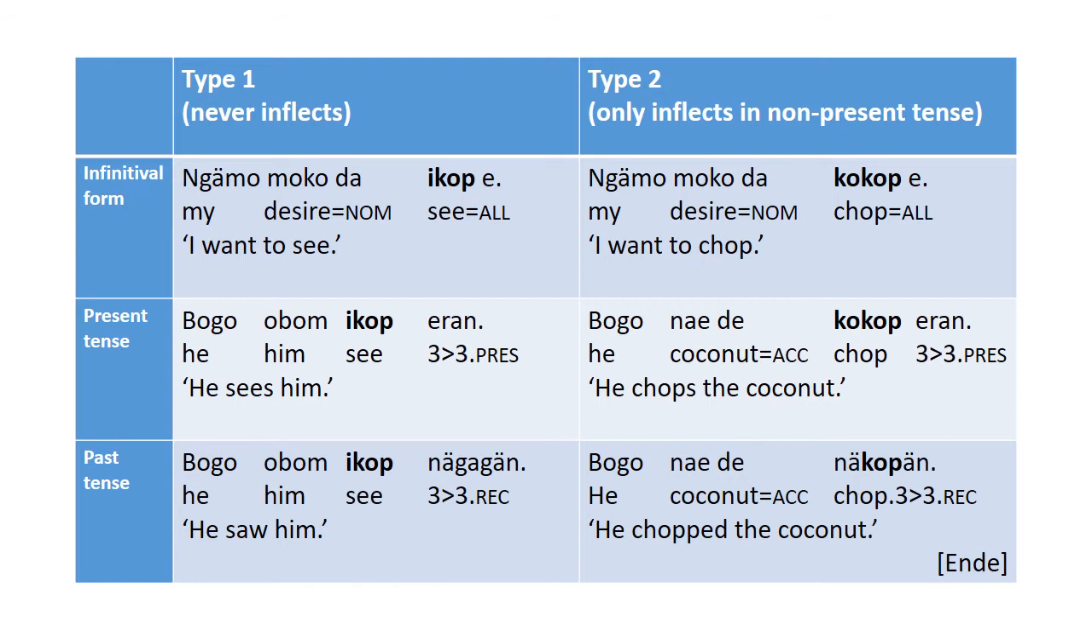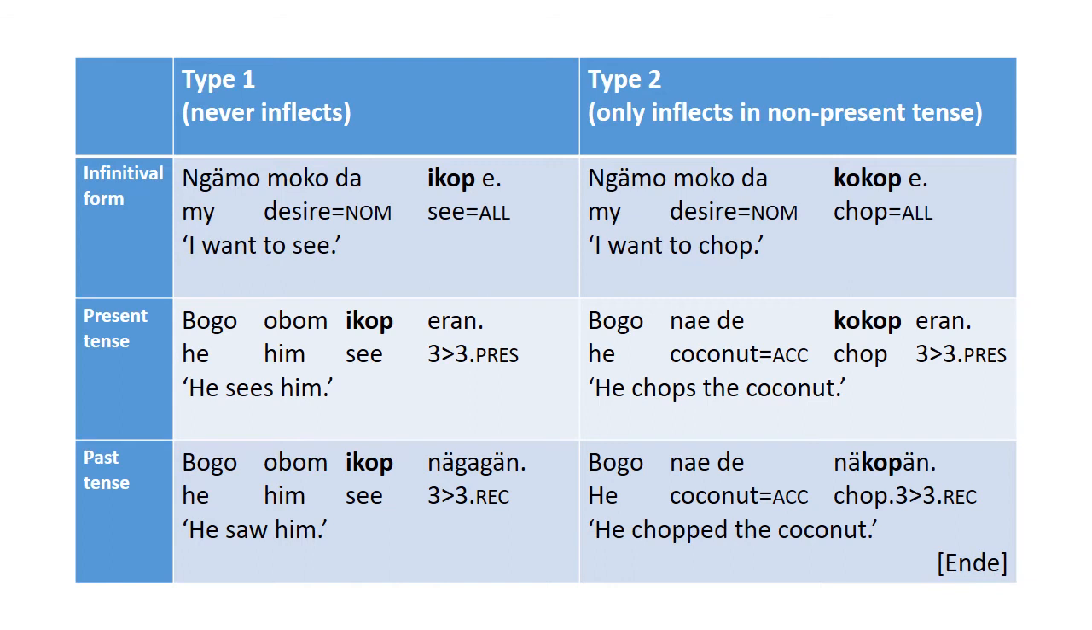If we look at type 2, we have a phonologically similar verb, kokop, which means to chop or to cut. And we have, again, the infinitival form. This verbal element, kokop, is followed by the allative case clitic a, momokoda kokope. In the present tense, the kokop is followed by the same verbal element, eran, which carries the inflection of a third person acting on a third person patient in the present tense, bogonai de kokoperan. And finally, in the past tense, we have bogonai de nokopan.